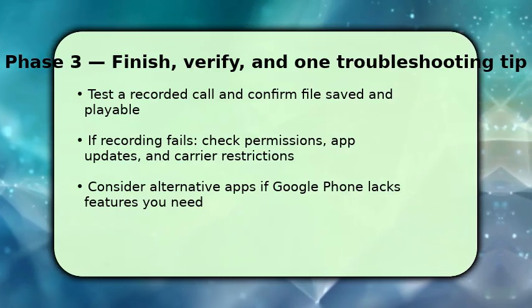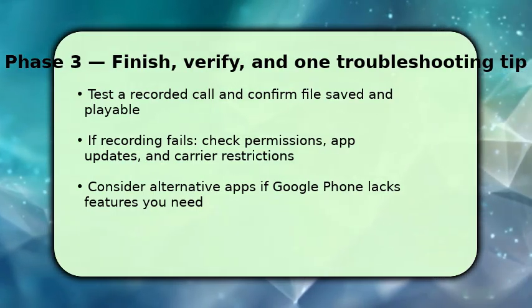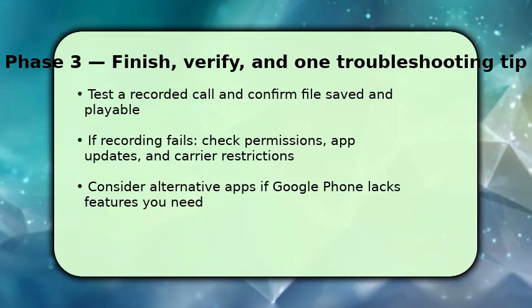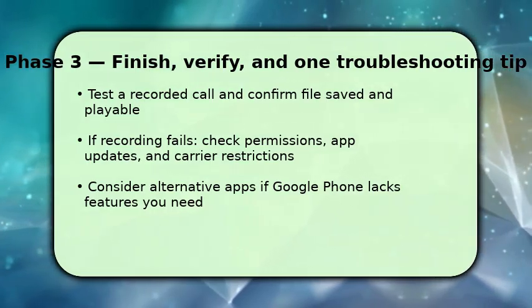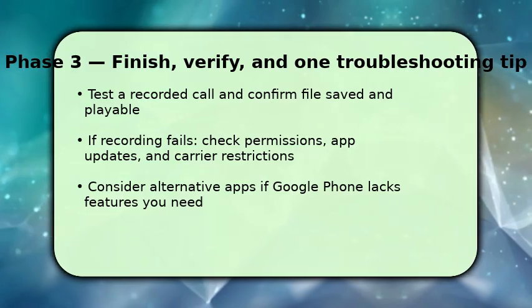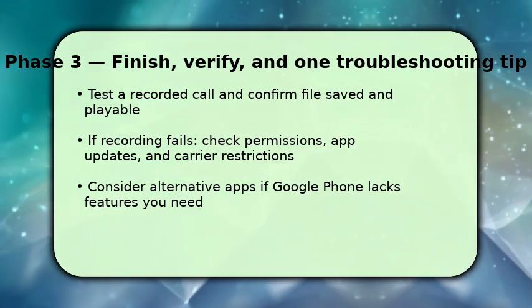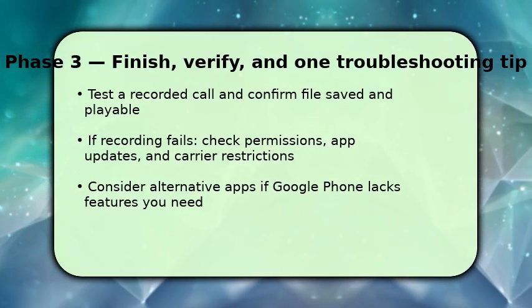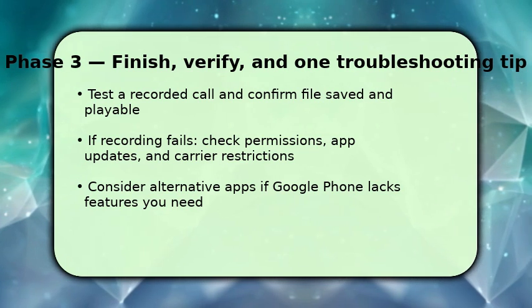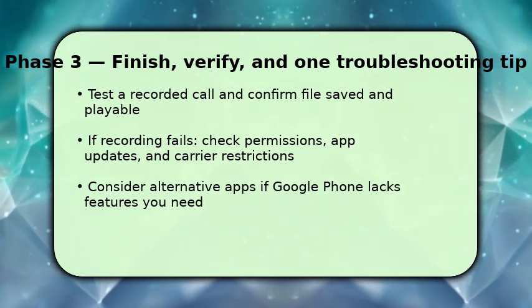If recording fails, first recheck microphone, storage permissions, app updates, and reboot the phone. Also remember some carriers or regional laws block call recording. If problems persist, consider alternate approved recording apps or using a hardware recorder. One tip: disable battery saver during tests because it can suspend the phone app and stop recordings unexpectedly.